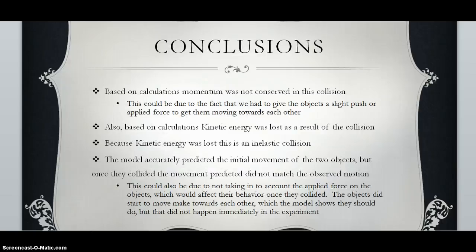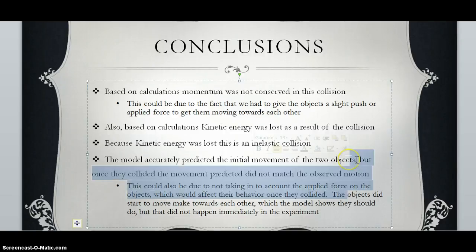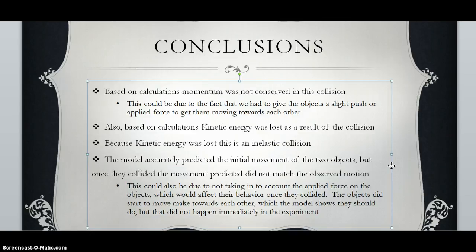So in conclusion, based on my calculations, momentum was not conserved in this collision. I believe that's due to the fact that we had to give the objects a slight push or applied force to get them moving towards each other. My kinetic energy was lost. The model does accurately predict the movement of the two objects, but once they collided, that movement didn't match. Again, could be due to the applied force, and they did eventually start moving back towards each other after a few seconds.